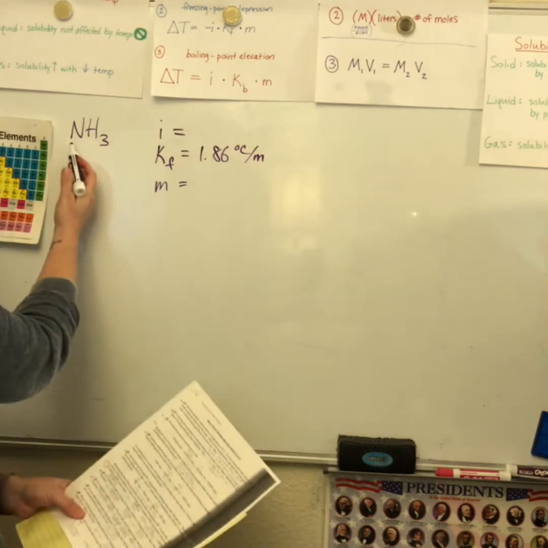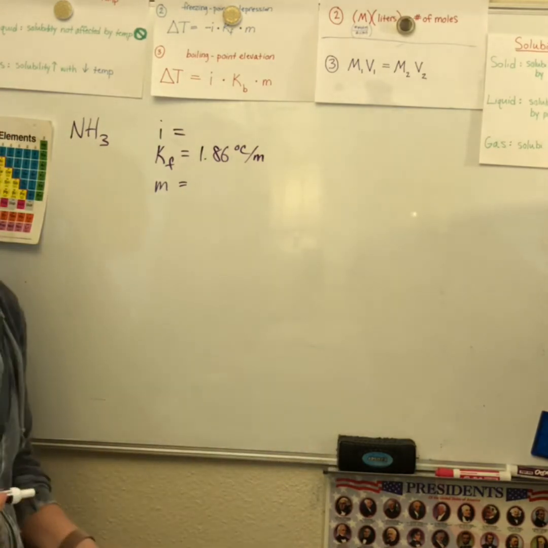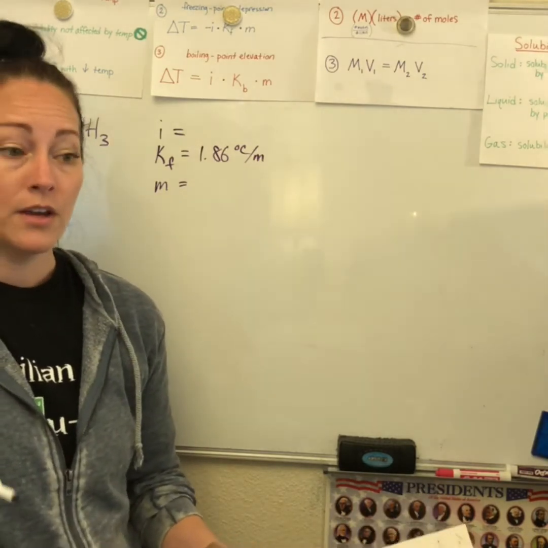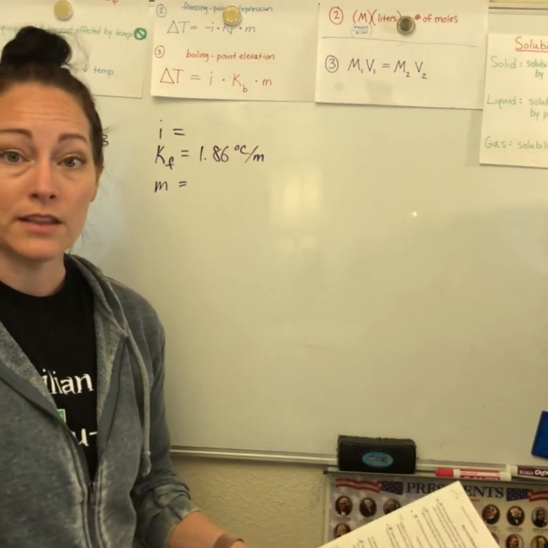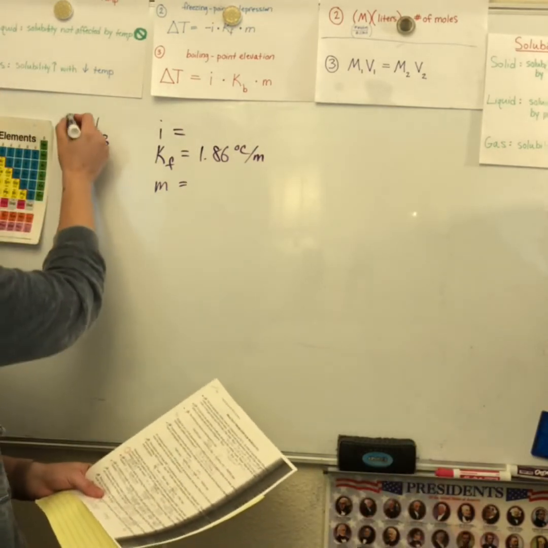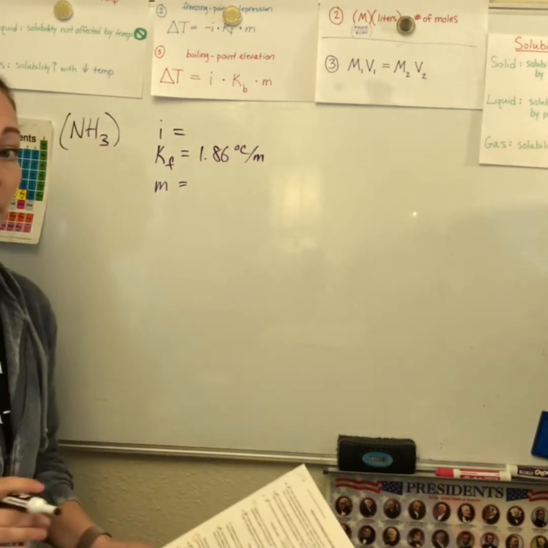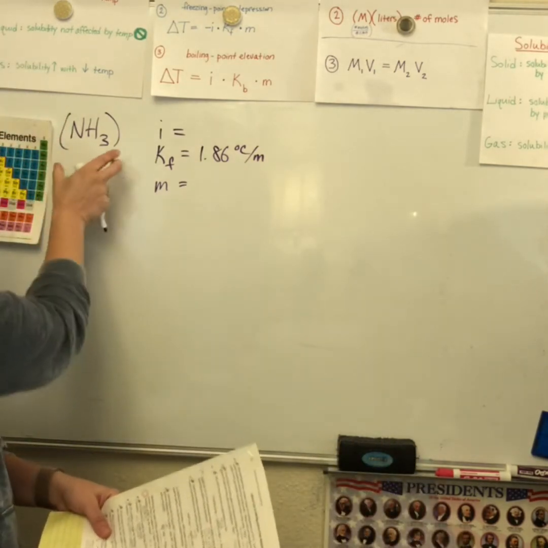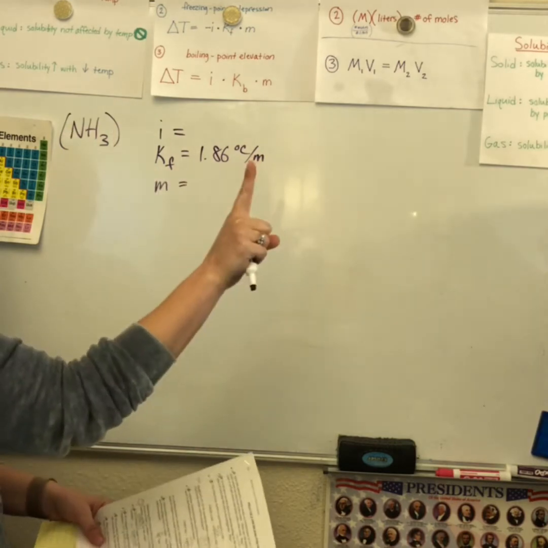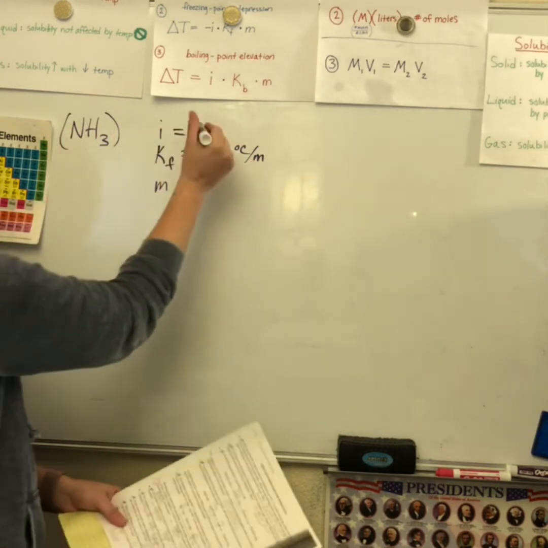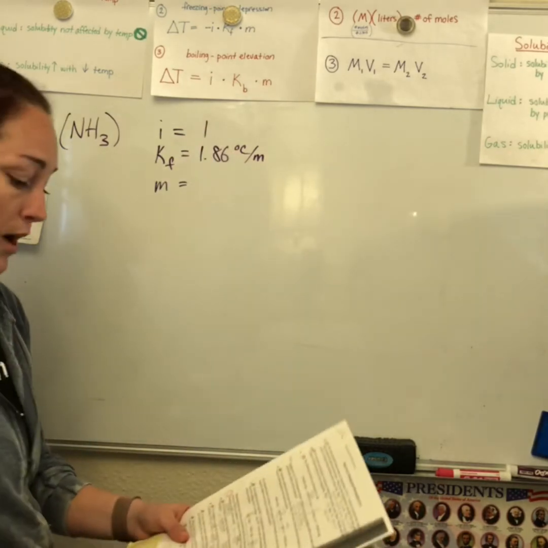So if I take a look right here, NH3, N and H, nitrogen and hydrogen, are both nonmetals, which means that they are a covalent compound. So they're not ionic. So when this breaks down, it breaks down as one whole molecule, okay? So really I'm looking to see how many of these molecules do I have? I just have one because there's no number out front, okay? So that means my I is going to be the number 1.